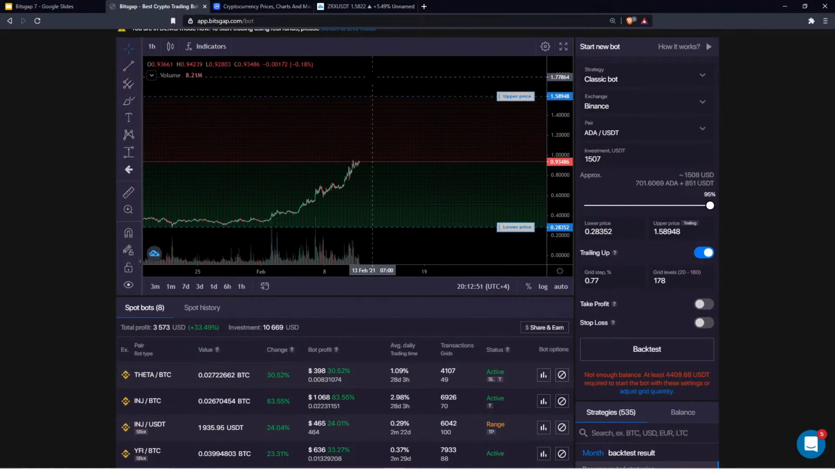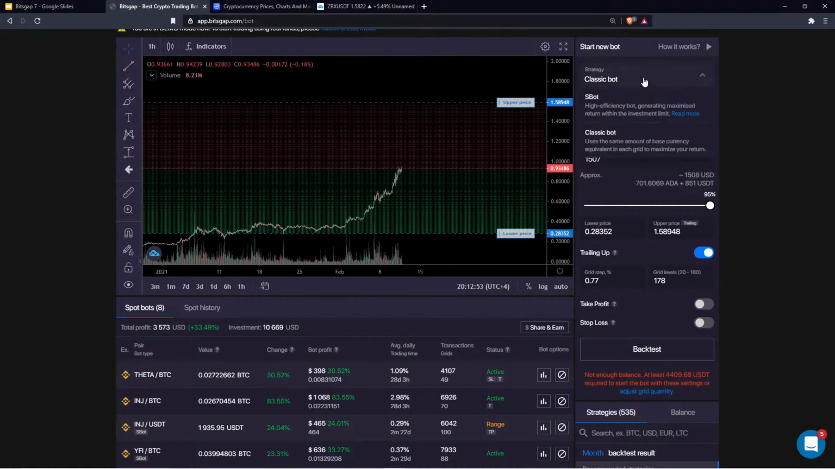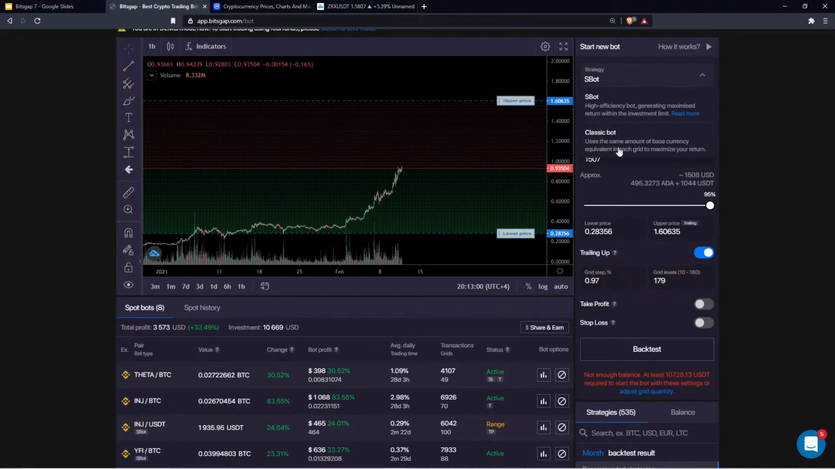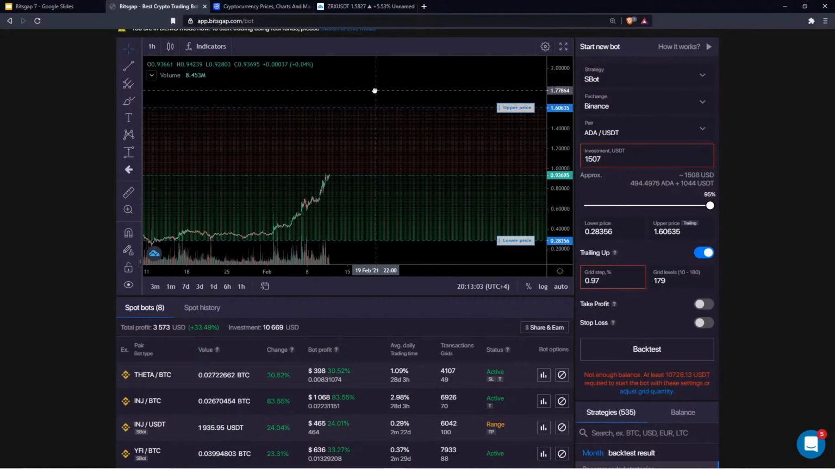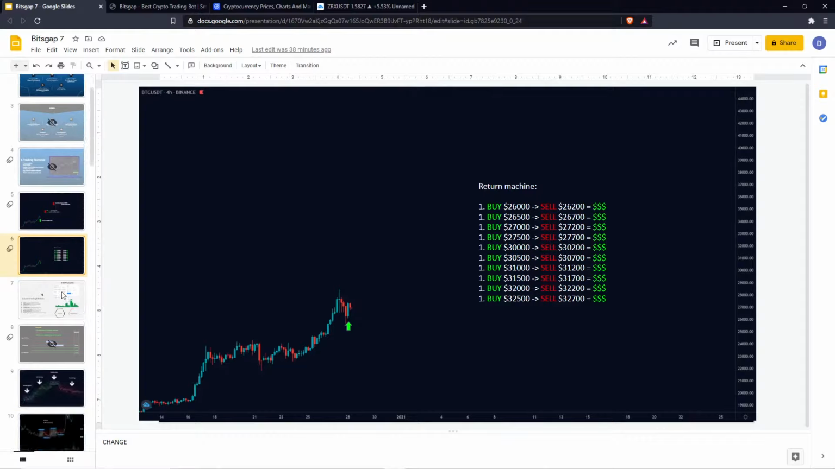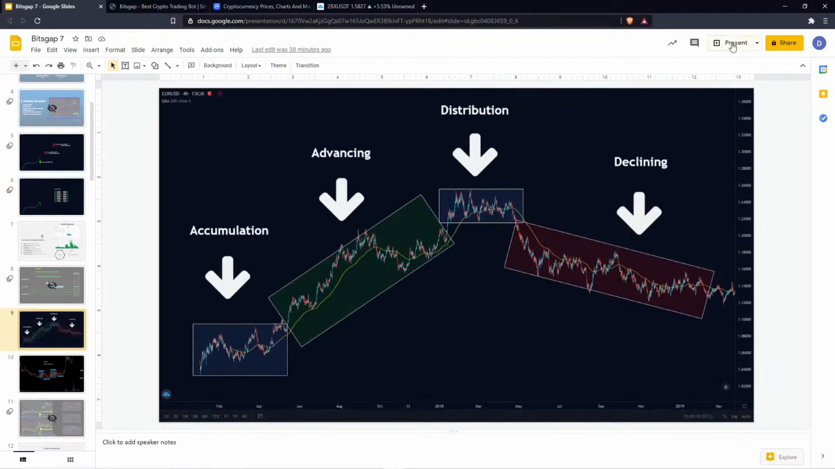All right, so we have the classic bot and the SBot. Basically the SBot is the one that originated from the classic bot, and the primary aim of the SBot is to generate maximized returns on the sideways market. So what I mean by the sideways market is this one.